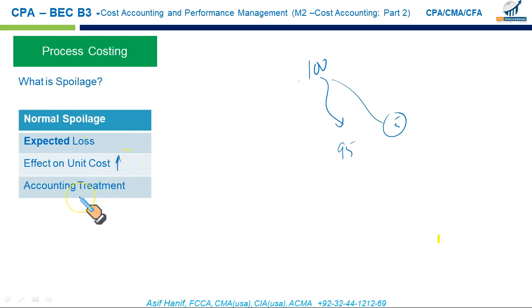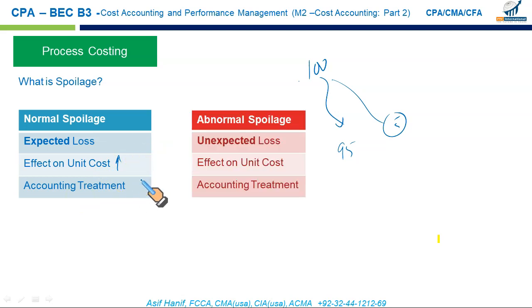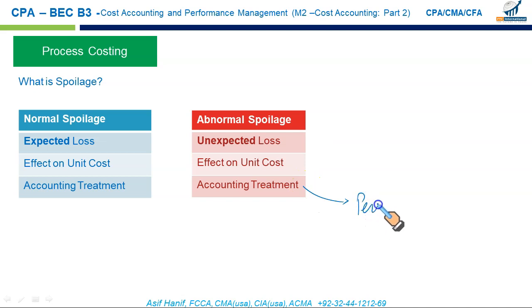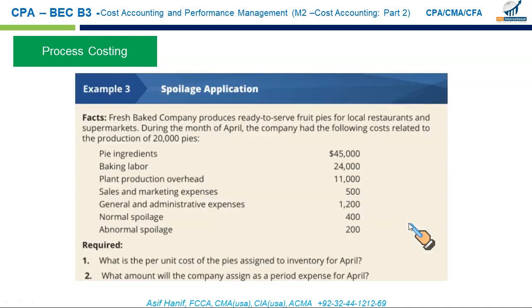And what about the accounting treatment? I said this cost is kept within the good units. It is not treated separately. But abnormal spoilage is the loss that should not have occurred. And this loss is excluded from your unit cost of production, and it is treated as a separate loss for the period. It is not made a part of product cost. It is considered as a loss for the period, or a period cost. So here's a good question that will explain the idea.